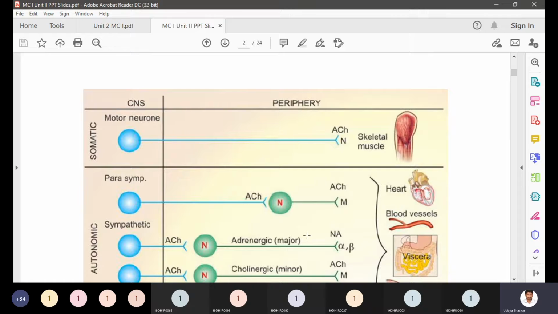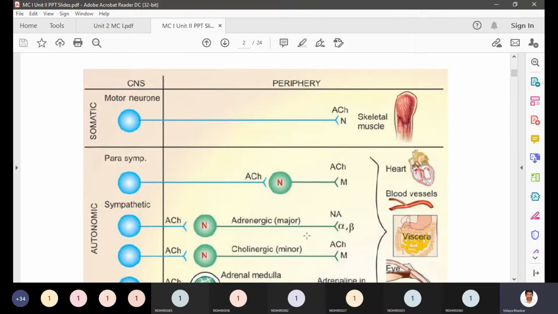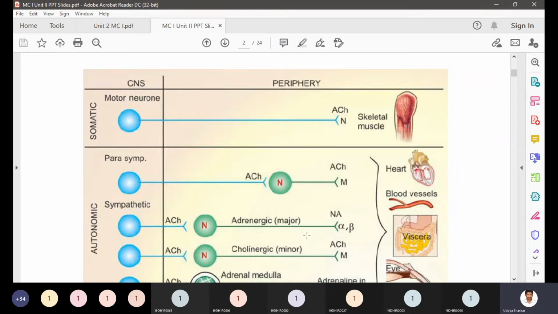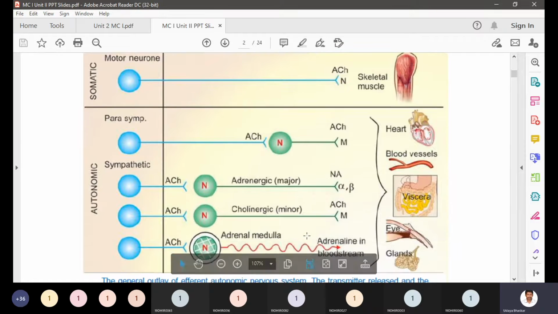Initially we discussed how the neurons will be. From the CNS, that is from the brain, a single nerve fiber will be connecting the signal center to the skeletal muscle. That is the somatic nervous system. We don't discuss this in unit 2.